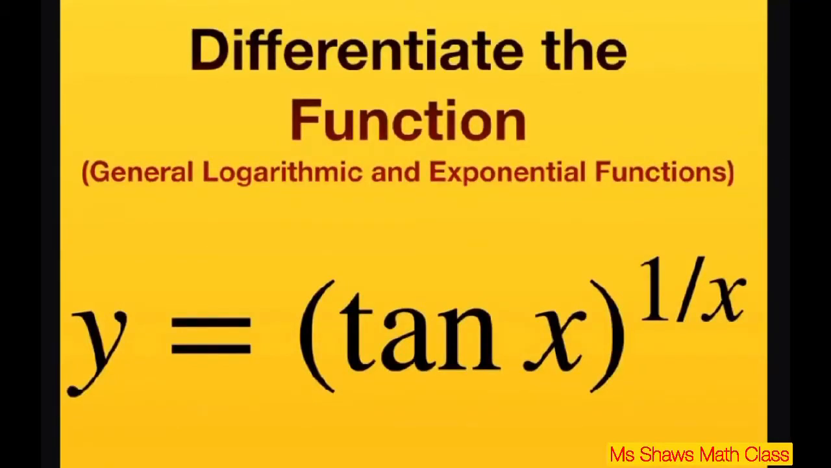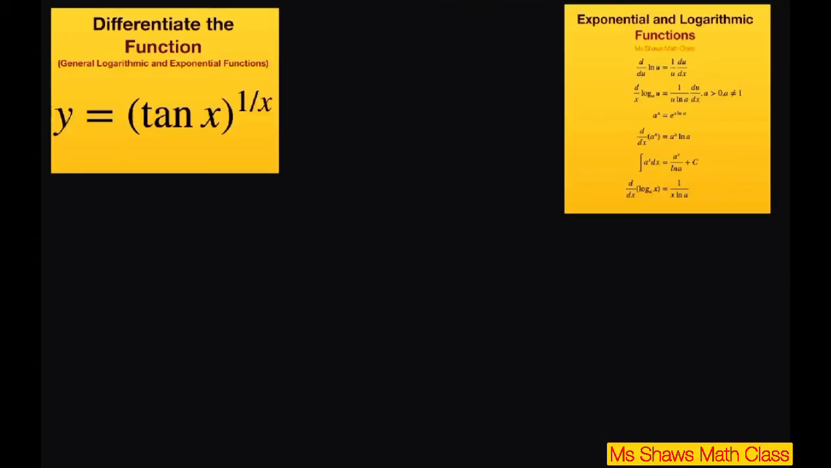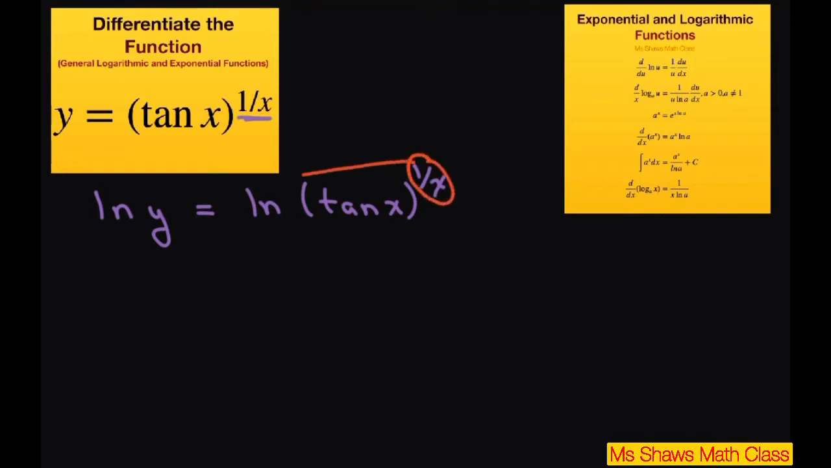One. We're going to differentiate the function implicitly. y equals tan of x to the power of 1 divided by x. All right, so what I'm going to do is take the natural log of both sides of the equation. That way I can use my power rule and get this out of the exponent. So when I do that, I'm going to move this in front here using my power rule. So this gives me ln of y equals 1 divided by x times ln of tan of x.